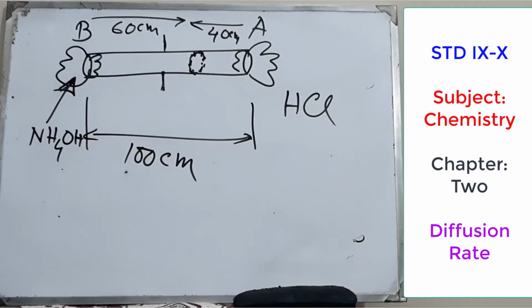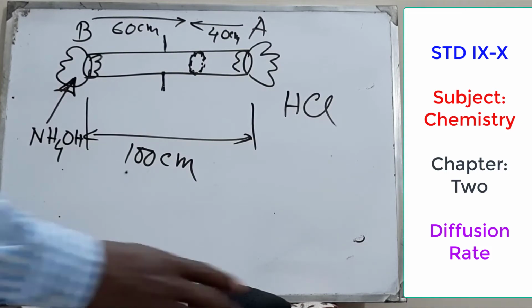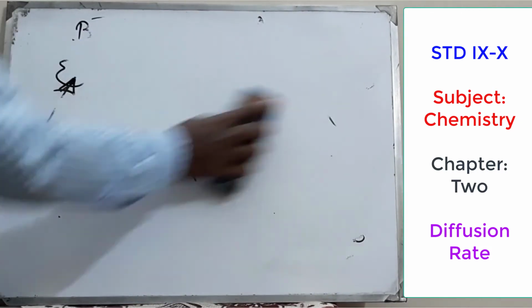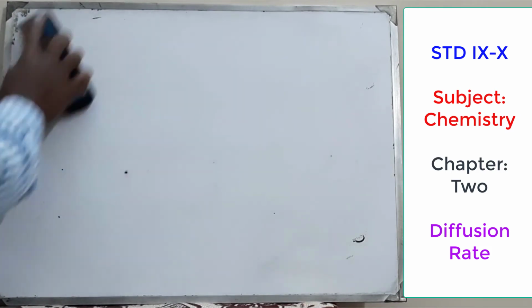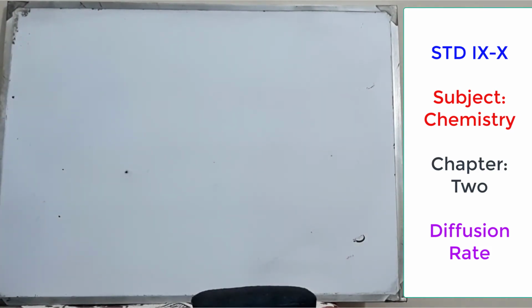Okay, so from this experiment we can get answers to two questions. What kind of change is in the process of the stem? Another question: why is white smoke produced at the end A of the tube? These two questions will be solved from this experiment. Okay, so let's get started. What kind of change is in the process of the stem?